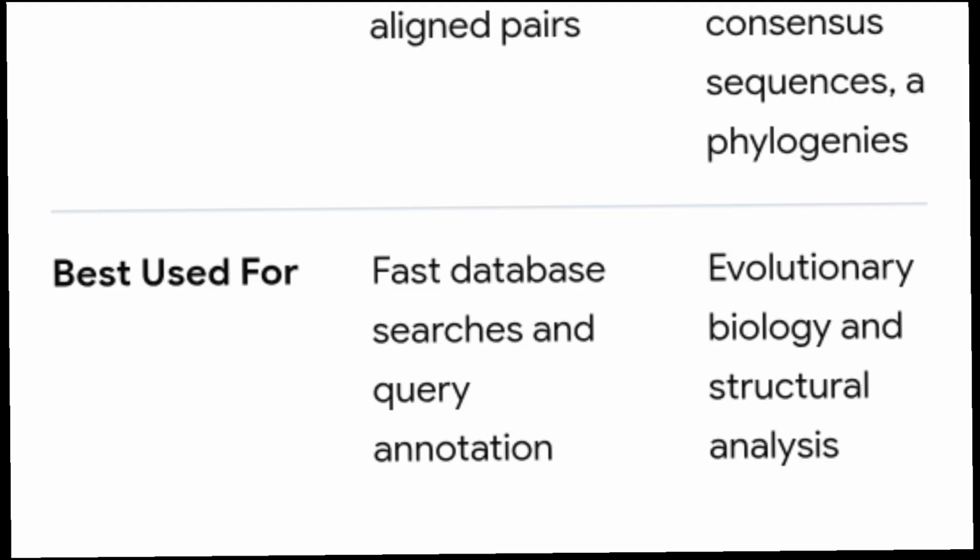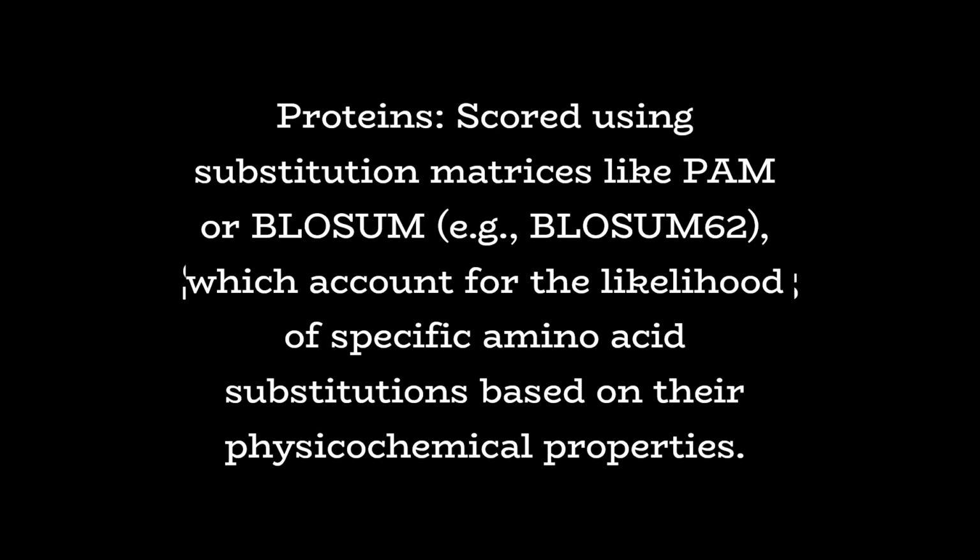Now, scoring and matrices. Both alignment types rely on a scoring system to evaluate the accuracy. Positive scores reward matches, while negative scores penalize mismatches and the insertion and extension of gaps. Nucleotides are scored with a simple identity matrix, for example +1 for a match and -1 for a mismatch. For proteins, the score uses substitution matrices like PAM and BLOSUM, for example BLOSUM62, which accounts for the likelihood of specific amino acid substitutions based on physicochemical properties.